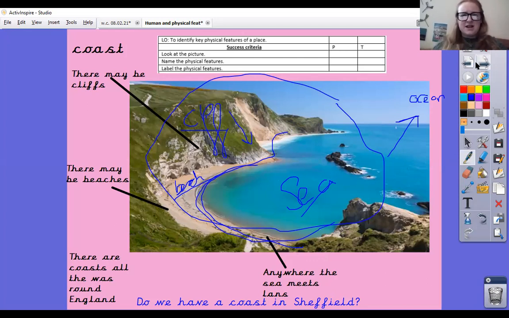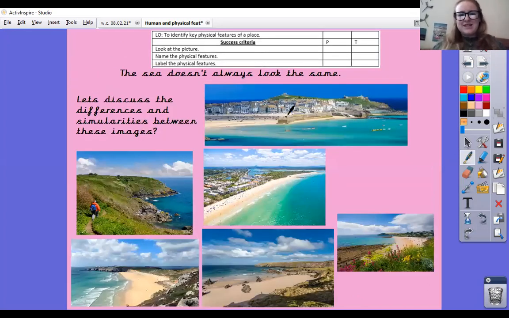Let's have a look at some different pictures of the coast. So here we can see at this coast, it has what looks like a little town, but we don't need to discuss that because we're looking at physical features. It has a beach, and it has a sea, and this is the coast. It looks like the coast goes all the way around this part of land. On both sides is the coast.